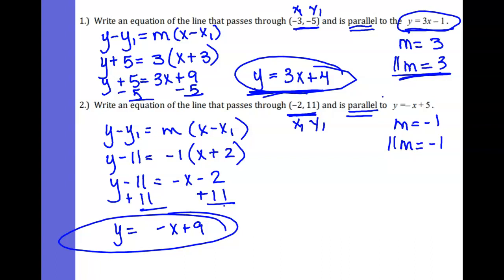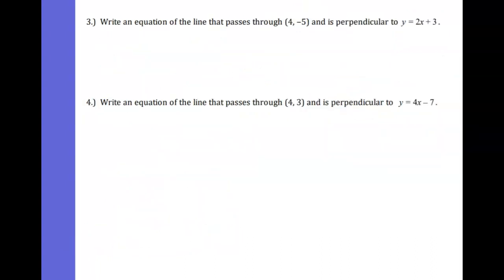All right, so we did 2 parallel examples. Now let's try a perpendicular example. This gets a little bit trickier. Okay, we're writing an equation of a line that passes through 4, -5 and is perpendicular to y equals 2x plus 3. All right, so since it's perpendicular, the first thing I do is identify the slope, but now I want a perpendicular slope. So the perpendicular slope is the negative reciprocal, so it's going to be -1/2, or the opposite reciprocal.